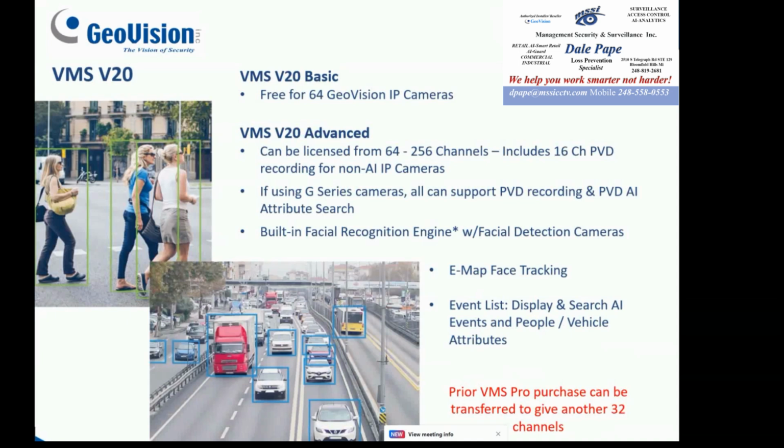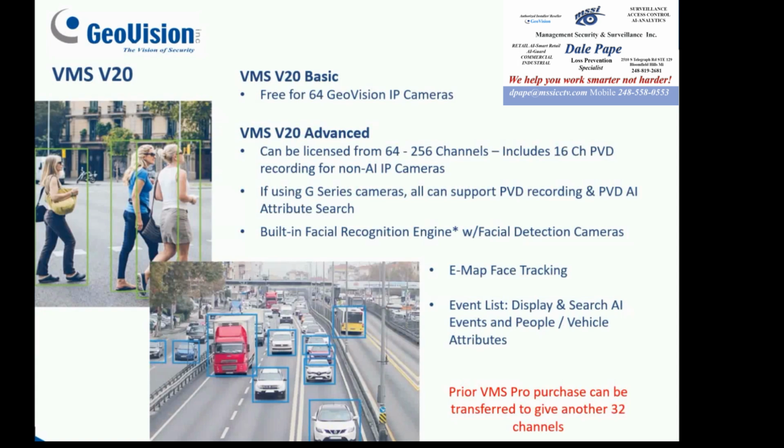But if you've been a Geovision customer for years, you've known that we've had the VMS 17 software. We've also had a VMS 18 software version that is a paid option. We are going to be consolidating and moving towards the VMS V20 platform. There will be two options within the VMS V20 software, and these will pretty much replace the old VMS 17 and 18 options. So I want to first just break down what you get with the VMS V20 Basic and then the VMS V20 Advanced.